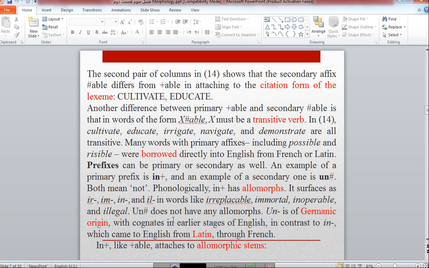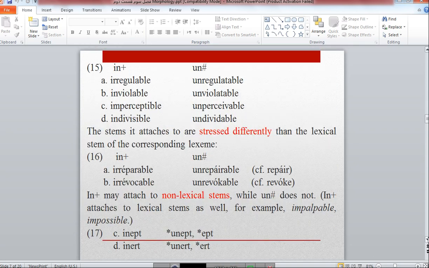In talking about the distinction between primary and secondary affixes, we have focused on suffixes, okay? We talked just about the suffixes until now, I mean, about the differences between primary affixes and secondary affixes, but you see that prefixes can be primary or secondary as well. An example of a primary prefix is in, and an example of a secondary one is un. Both mean not. Phonologically, in has allomorphs. You see, it surfaces as, for example, ir, im, in, and il.